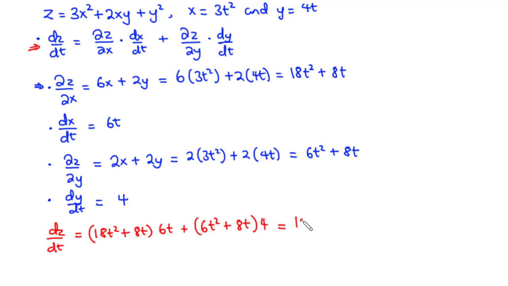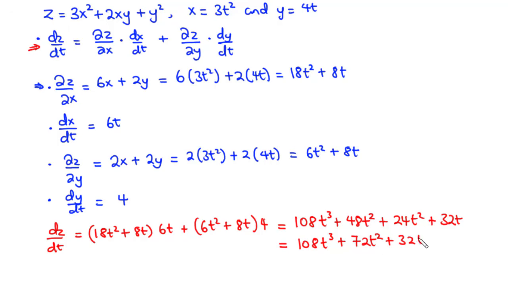So we are going to have 18 times 6, that is 108, and then t squared times t, that is t cubed, plus 6 times 8, we have 48, and then t squared, plus 4 times 6, 24, 24t squared, plus 4 times 8, 32, 32t. So we can simplify this so that we have 108t cubed, plus we add these two, 48 plus 24, that is 72, so 72t squared, and then plus 32t. Therefore we have dz/dt equal to the expression on the right hand side. So now let's move on as we take the second example.